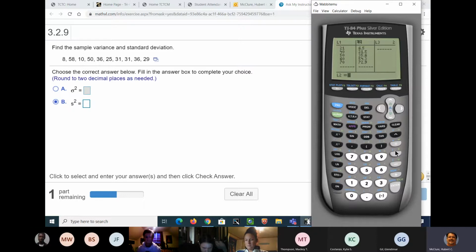Do not hit delete. It'll delete the whole column. Go up to whatever column it is, hit clear and enter. And now you're ready to type in your values. Type in 8, down arrow, 58, down arrow, 10, down arrow, 50, down arrow, 36, down arrow, 25, down arrow, and so on.